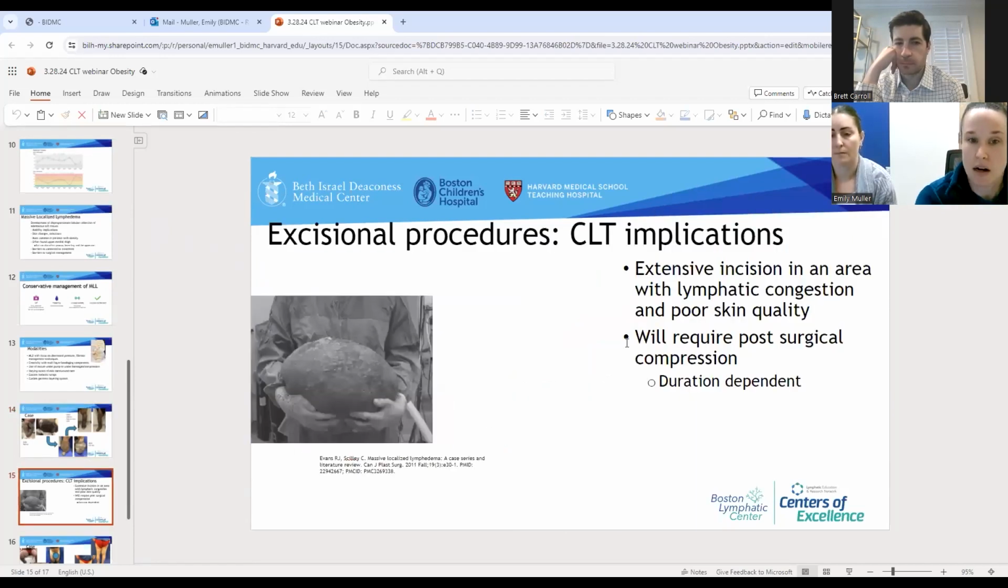And then there are excisional procedures for these lobular edemas. And just from a CLT or a therapeutic perspective, we want to follow these patients. There's an extensive incision in an area that's really delicate and oftentimes congested with fluid. So you want to make sure that you're doing your best to educate the patient, maybe get them in a garment or wrap them, making sure that we get good wound healing and we reduce risk for infection and wound dehiscence.